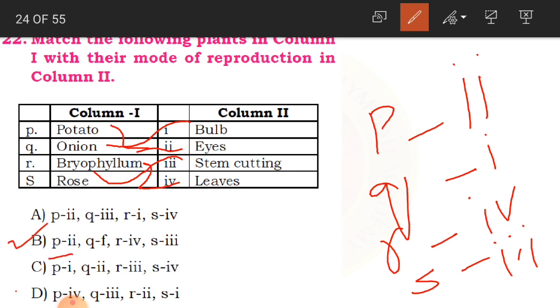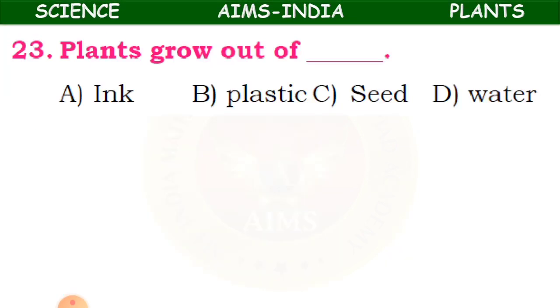See, P is for 2, Q is for 1, R is for 4 and S is for the third one, 3. Okay, children, so the second one, that is B option, is the correct answer for this. Now we'll go to the 23rd question.